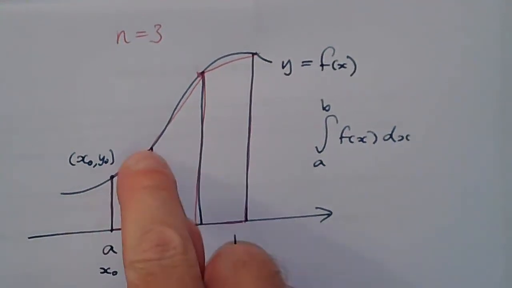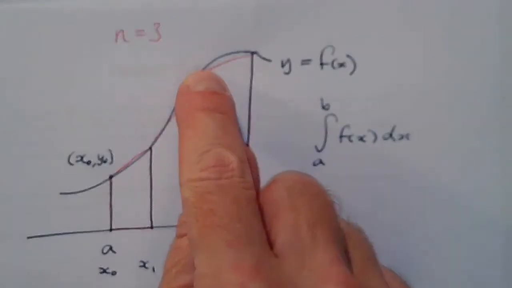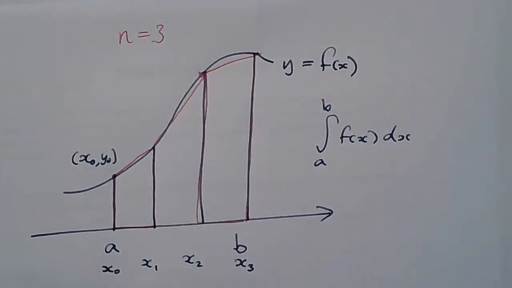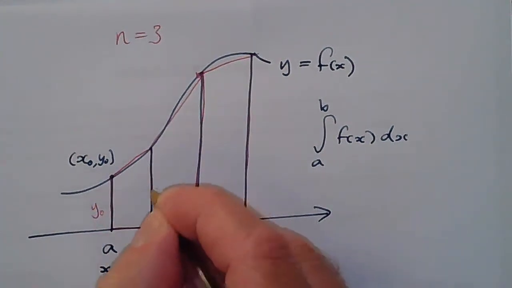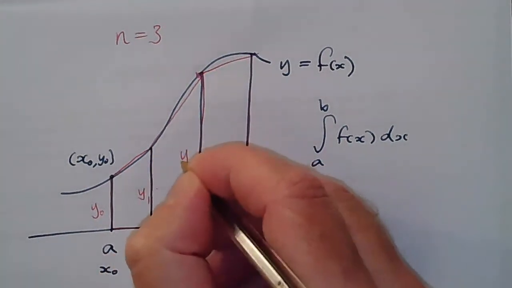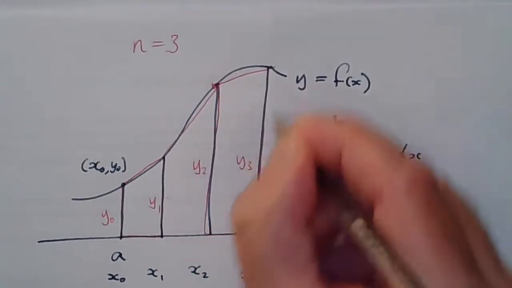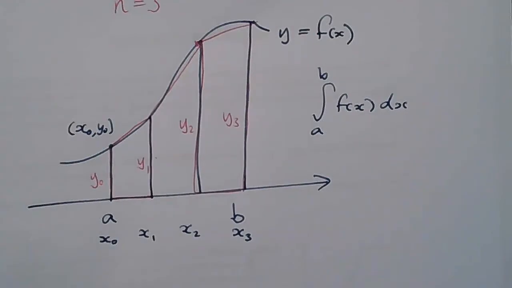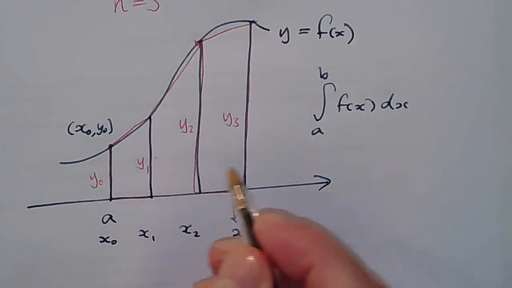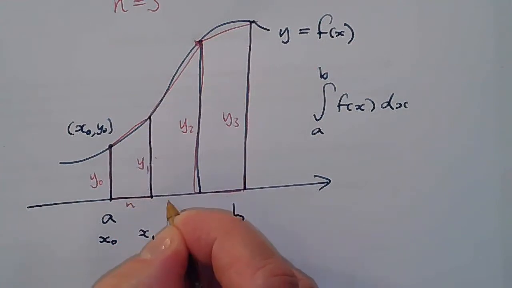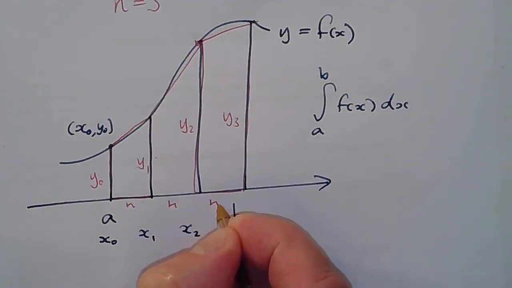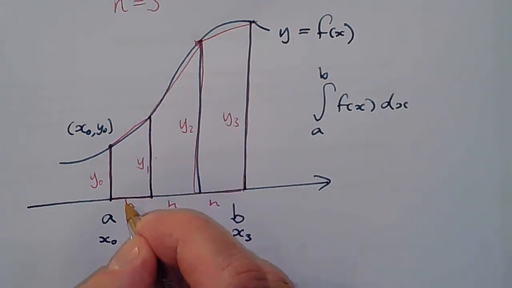So this is the point x1, y1, this point x2, y2, this is the point x3, y3, which means the y values, y0 is the length of that vertical, y1 is this vertical, y2 is this vertical distance, y3 is this vertical distance, okay? And to work out the trapezium, you need to know the parallel sides, which we've now given names to, and the distance between the parallel sides, I'm going to call h. I'm going to assume these 3 strips are all of equal width, h. And of course, h is going to be 1/3 of the total gap from A to B.